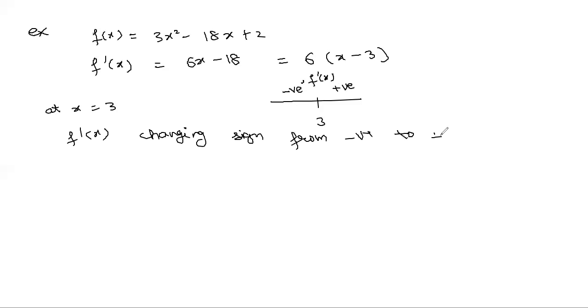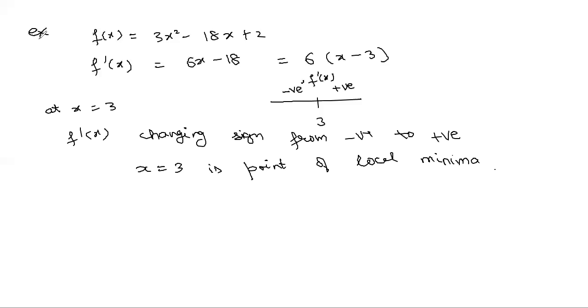it means that the point x equals 3 is a point of local maxima, because the function was first decreasing and then it starts increasing, so it must have touched the point of local, I'm sorry, it is a point of local minima. It is because the function was first decreasing and then starts increasing, so it must be the point of local minima. Let's have another example.